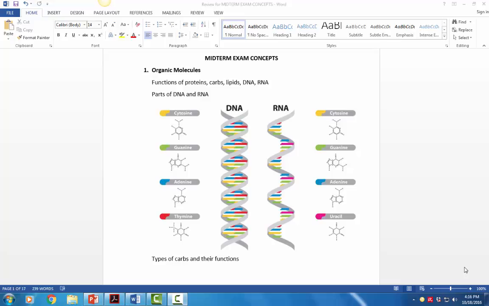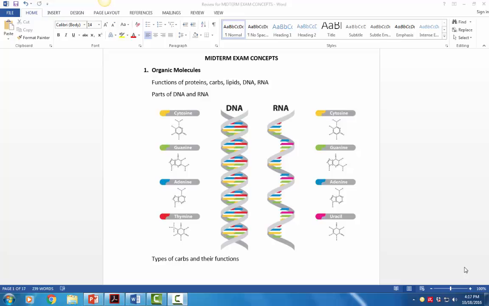So within the organic molecules unit, some of the big picture items we looked at are just the basic functions of proteins, carbohydrates, lipids, DNA, RNA. For example, if we look at proteins, that's the major structural molecule that we see in the body. So they're very important for antibody production, important for structural strength. Many hormones are made of proteins. Enzymes are proteins. So a very, very big role for structure and function in the body when we think of proteins. Remember, the building block of proteins are amino acids that are bonded by peptide bonds.